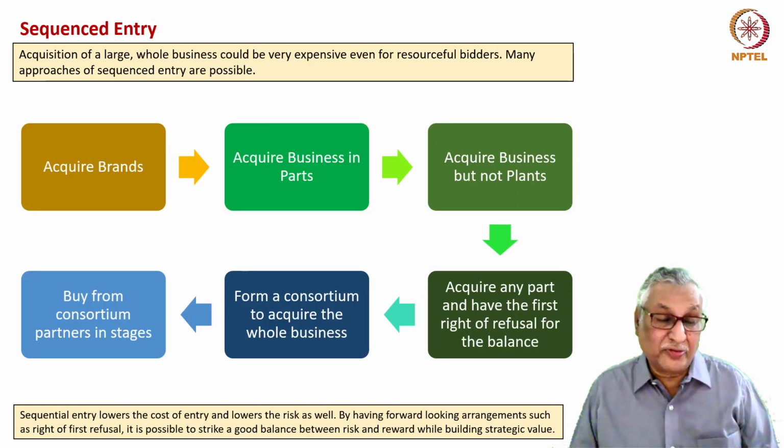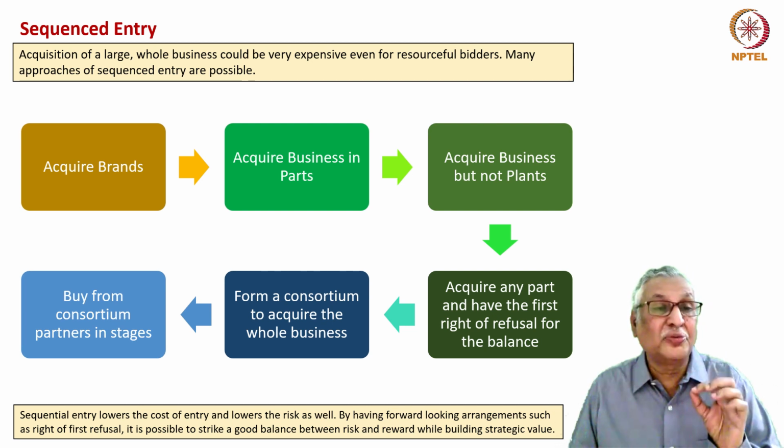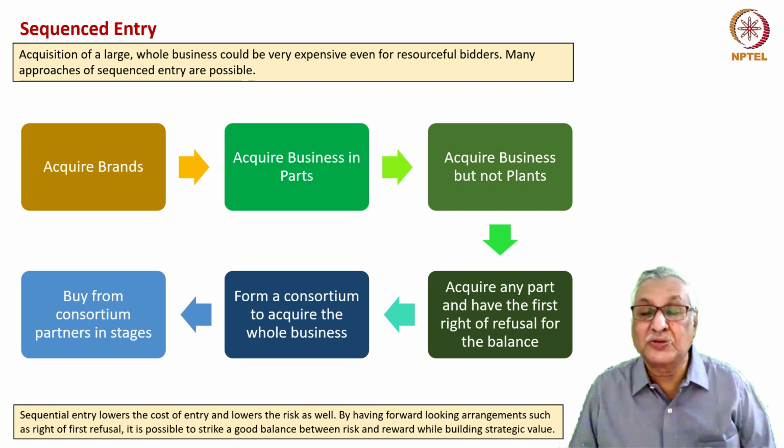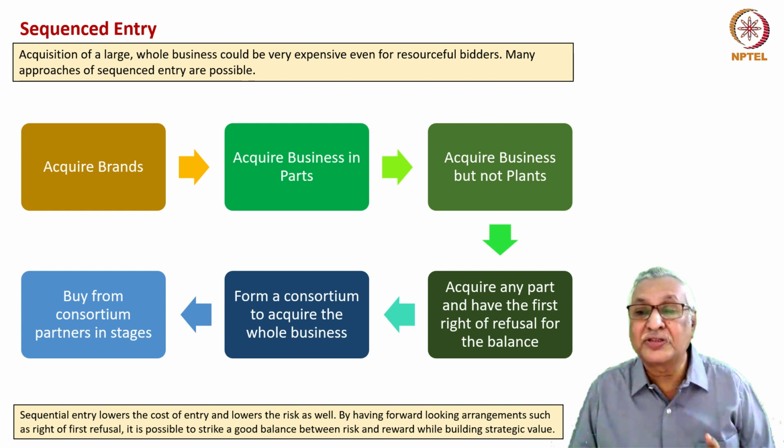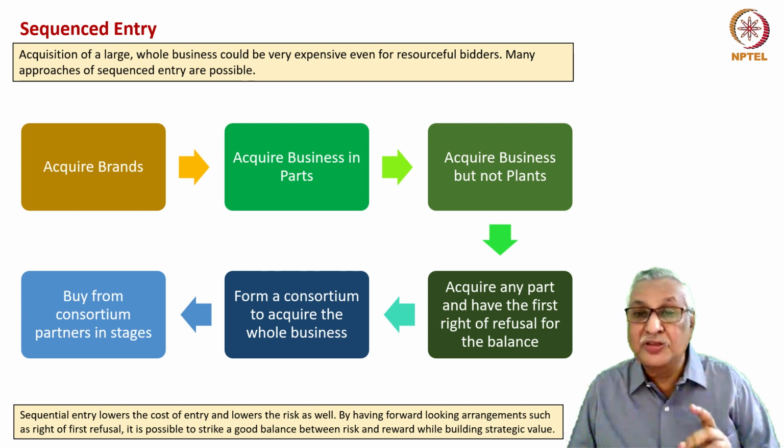At times, when the acquisitions are very costly and they would prove to be expensive, a sequenced entry would be desirable. Acquisition of a large whole business will generally be very expensive, even for the resourceful bidders. Many approaches of sequenced entry are possible. First, you acquire brands. Then you start acquiring the business in parts. Acquire the business but not the plants. Or acquire the plants but not the business.